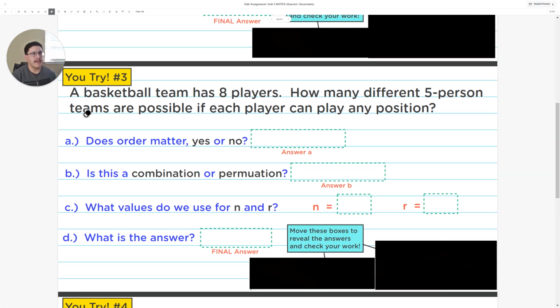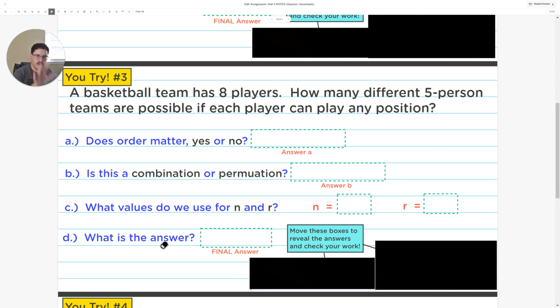Okay, you try number 3. A basketball team has 8 players. How many different 5-person teams are possible if each player can play any position? So, A, does order matter, yes or no? B, is this a combination or a permutation? C, what are the N values and R values? D, what is the answer?